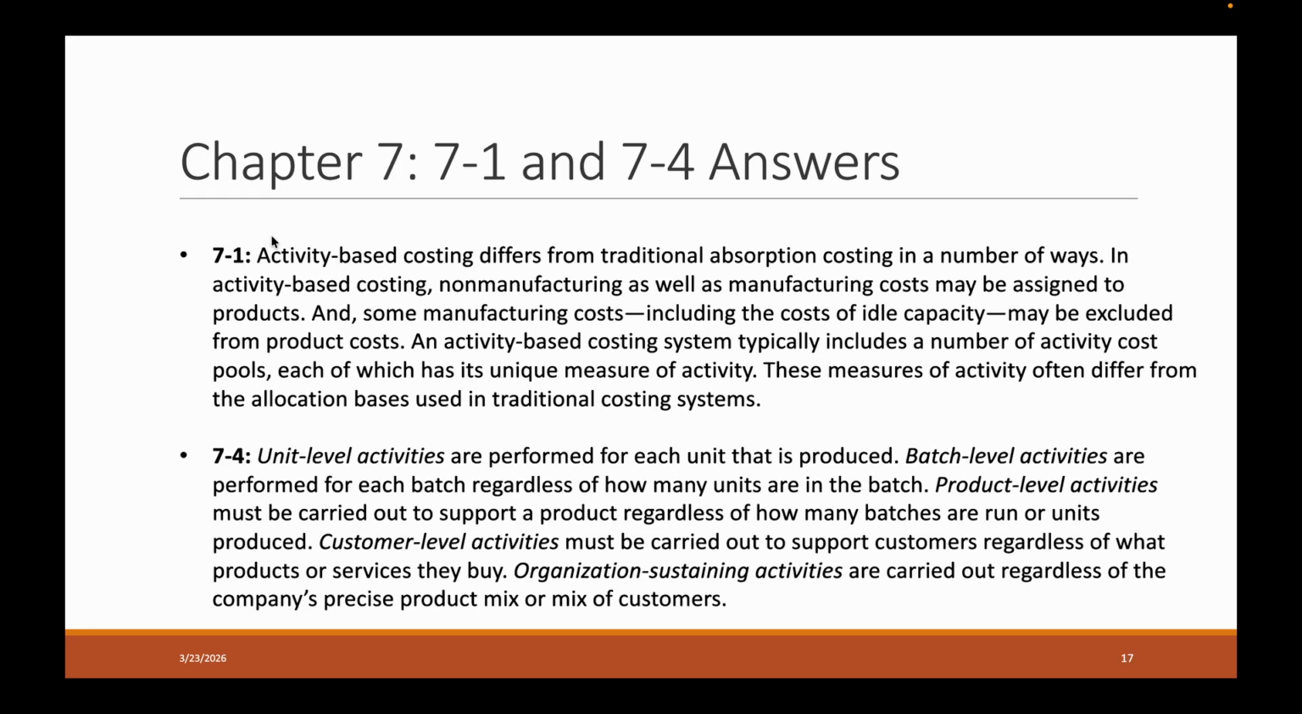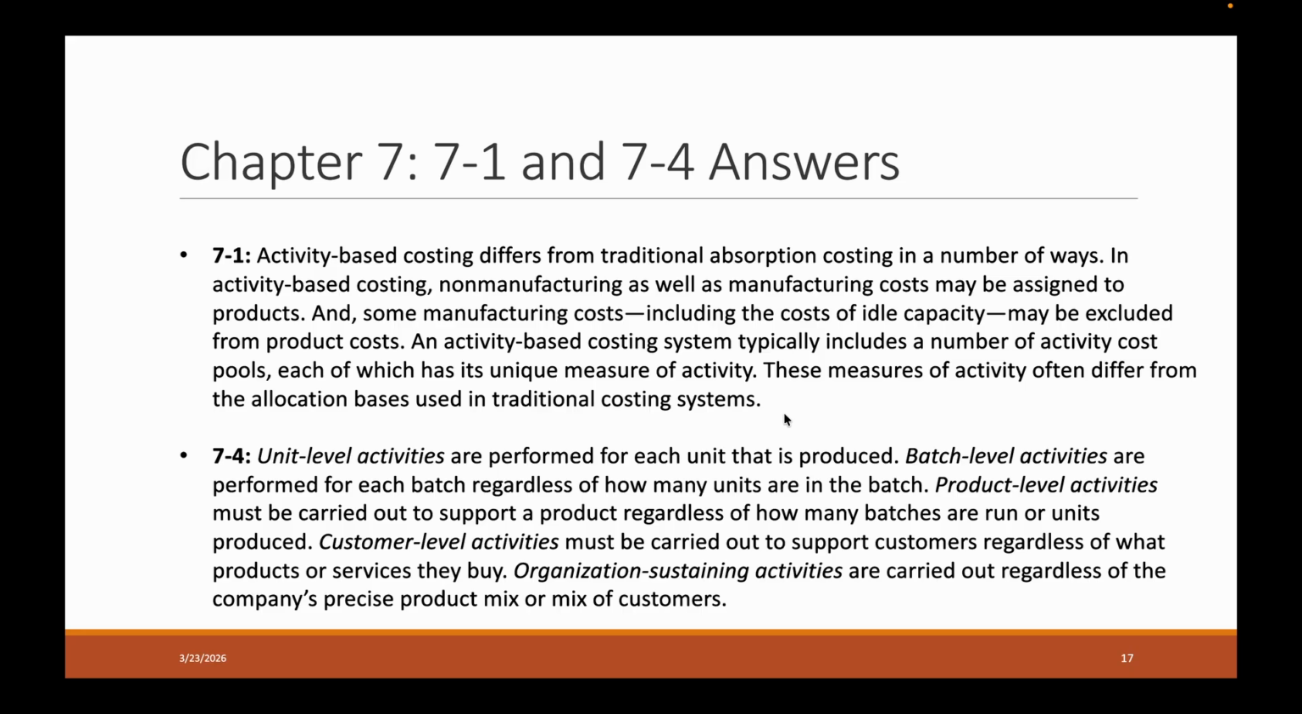7-1: activity-based costing differs from traditional absorption costing in a number of ways. In activity-based costing, non-manufacturing as well as manufacturing costs may be assigned to the products, and some manufacturing costs, including the cost of idle capacity, may be excluded from product costs. Activity-based costing typically includes a number of activity cost pools, each of which has its unique measure of activity. These measures of activity often differ from the allocation bases used in traditional costing systems.